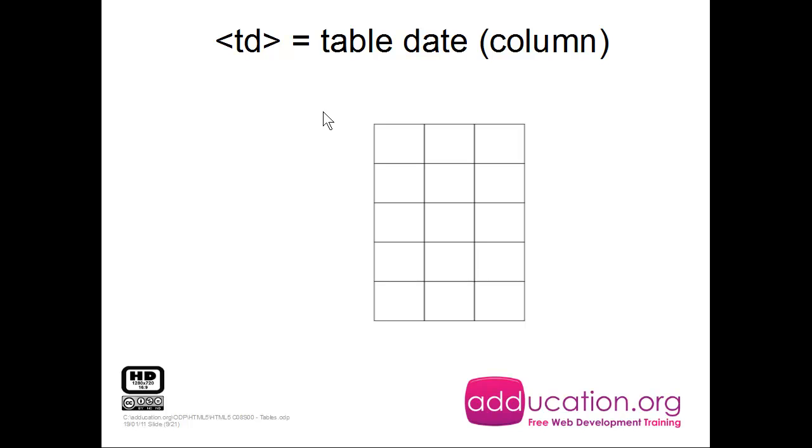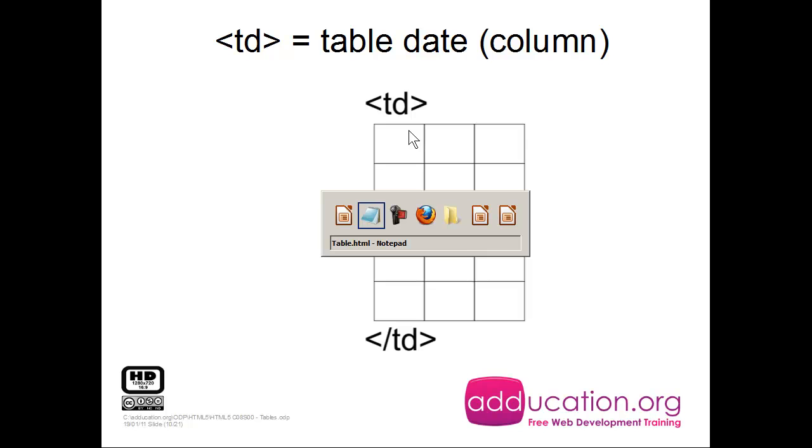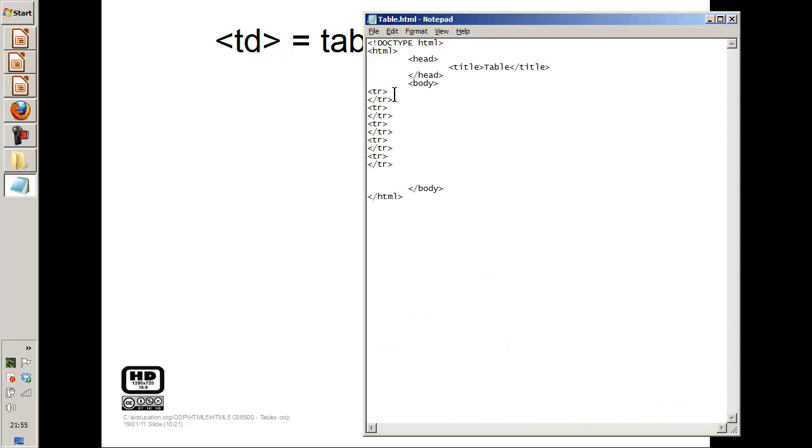Then comes the table data. This is a mistake, not the table date, it's table data. I will fix it in this presentation for you so you can download it. So then comes the table data, and the table data is a column. We see here 1, 2, 3 columns. And of course you can choose how many columns you want. So this is a table data. We have to put the table data into the table row. So in this row are 3 columns.